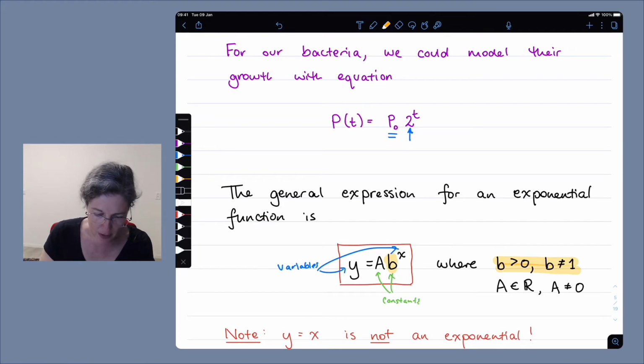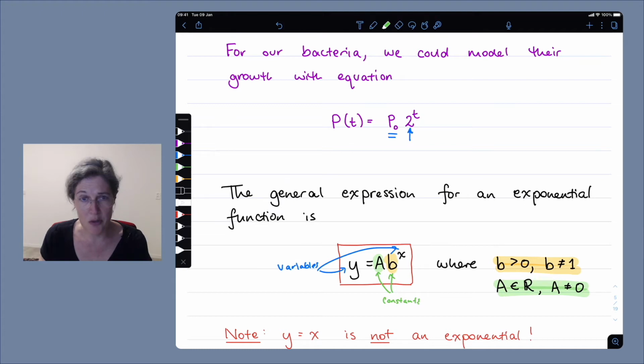As far as a goes, our a can be pretty much any real number, except we say, well, not 0, because then we just have y is equal to 0, which is a constant, and we're trying not to do that. So those are our two constants, and our two variables are x and y. Just a little bit of terminology.